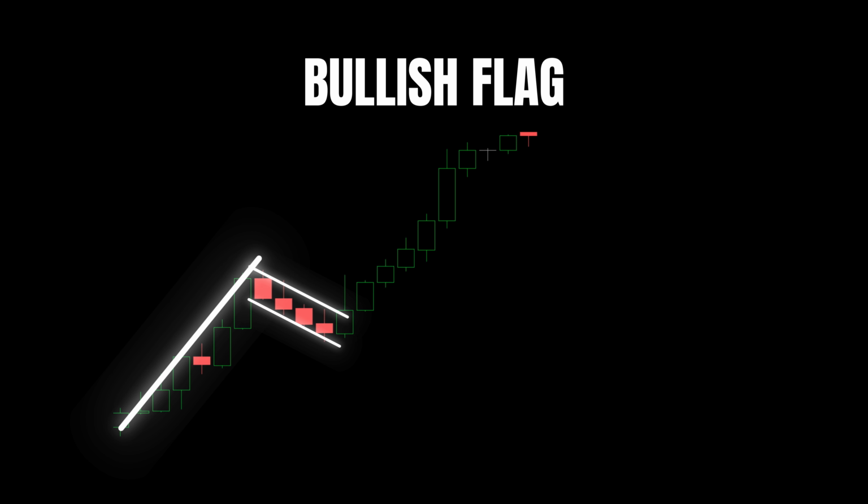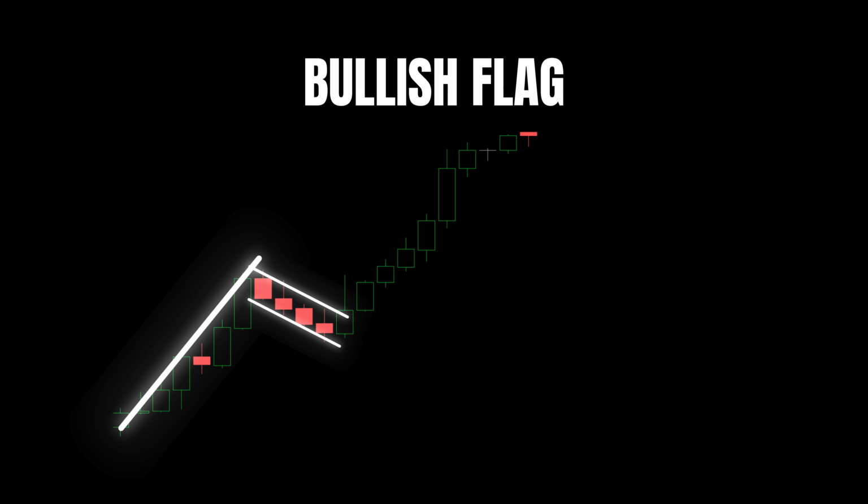Now that I've talked about four different reversal patterns, I want to talk about some momentum patterns that you will see on your charts. First up is the bullish flag. A bullish flag is created after a down move. You will often see a swift move to the upside, followed by a period of consolidation.